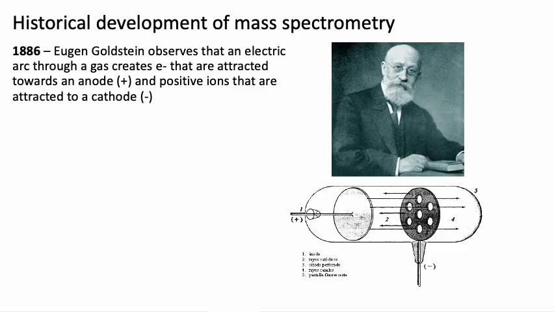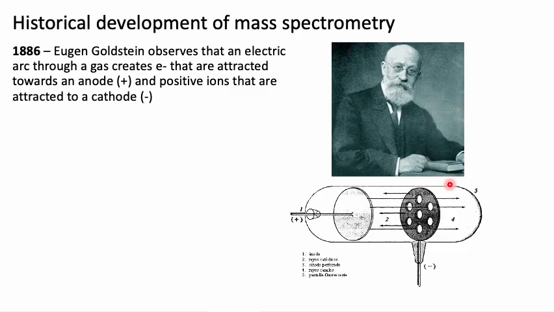So I want to talk a little bit about the historical development. The first important historical development, of course, was the detection, the understanding of radioactivity, that this is something that occurs. But in terms of the actual technical side of things that led to mass spectrometry, it was the work of Eugene Goldstein in 1886.